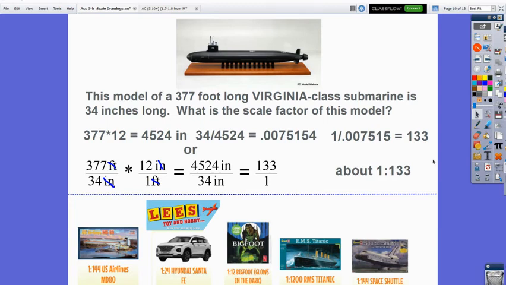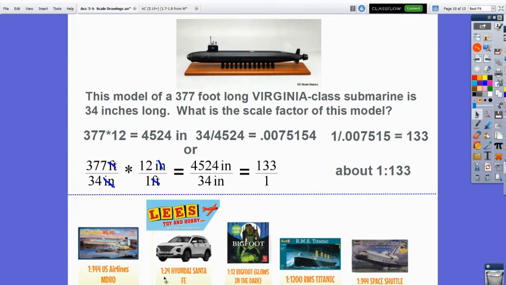That is the scale of the model. Models almost always use scale factors like that. Okay, I was looking on the Lee's Toy and Hobby website, right? They have lots of models there, and all of them show the scale factors of the model. You can get an MD-80 airplane at 1 to 144, which is a fairly common model scale. Okay, 1 inch on the model is 144 inches in real life.